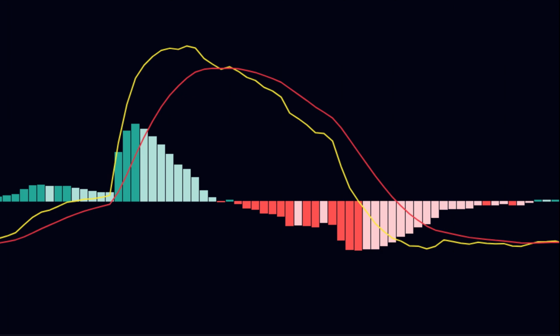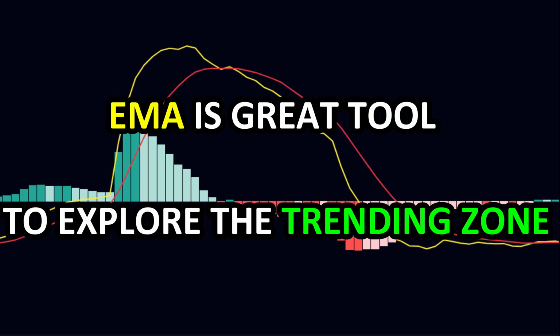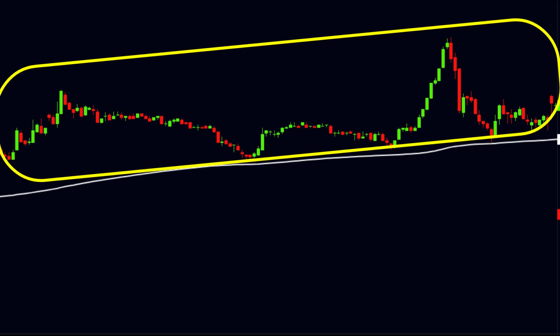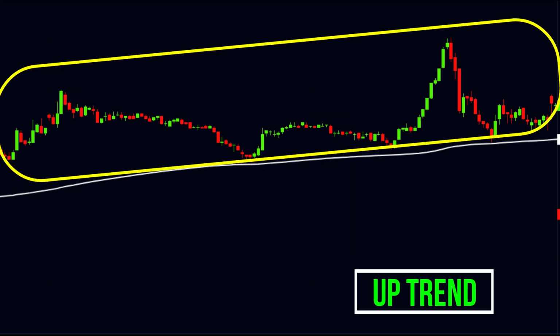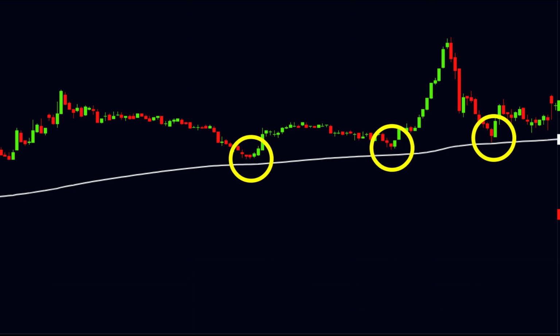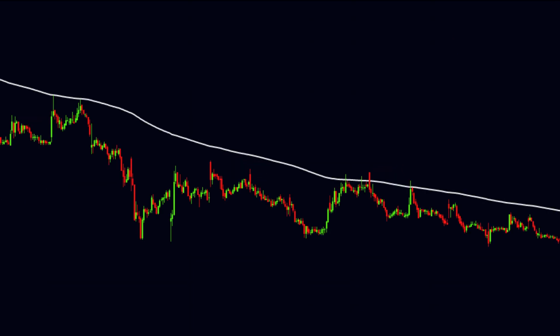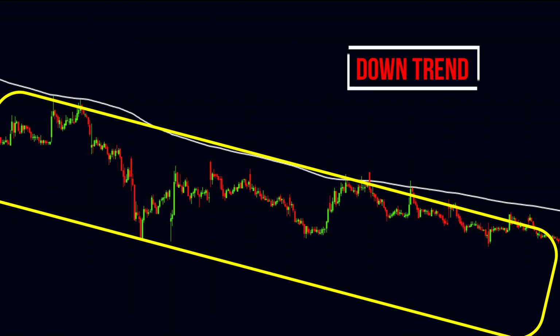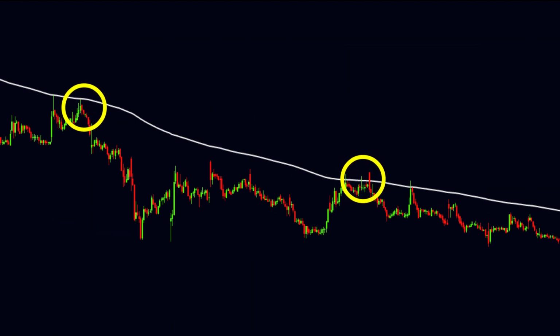So, first of all we have to find the trend of the stock, and you know EMA is a great tool to explore the trending zone. So, we will plot 150 EMA to find the trend of the stock. When the price is above the EMA line, the price is in an uptrend, and it will go ahead by taking support on the EMA line. Similarly, when the price is below the EMA line, the price is in a downtrend, and it will move ahead by getting resistance from the EMA line.